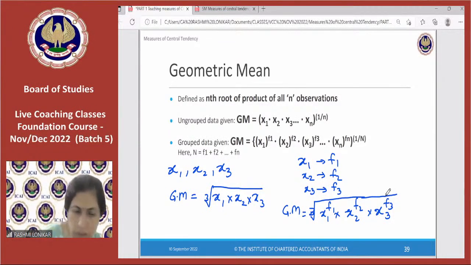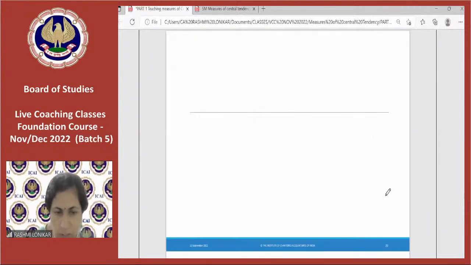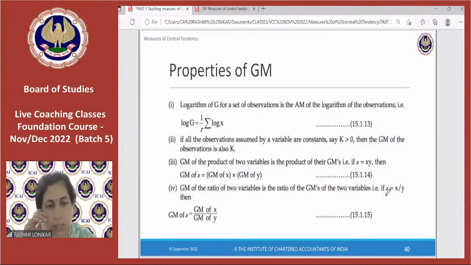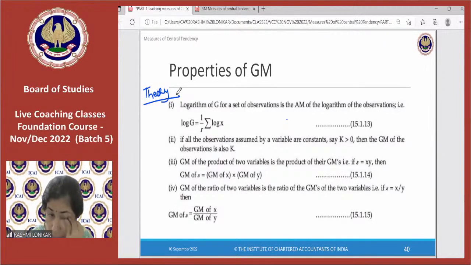Once we do the sums, you will realize how interesting it is. Then we have to talk about properties of geometric mean. The logarithm of G for a set of observations is the arithmetic mean of the logarithms of the observations. These are all theory questions, so you have to know these properties of geometric mean. They will ask you, the logarithm of G for a set of observations is the dash of the logarithms, and then they will give options AM, GM, HM. There you have to pick arithmetic mean.